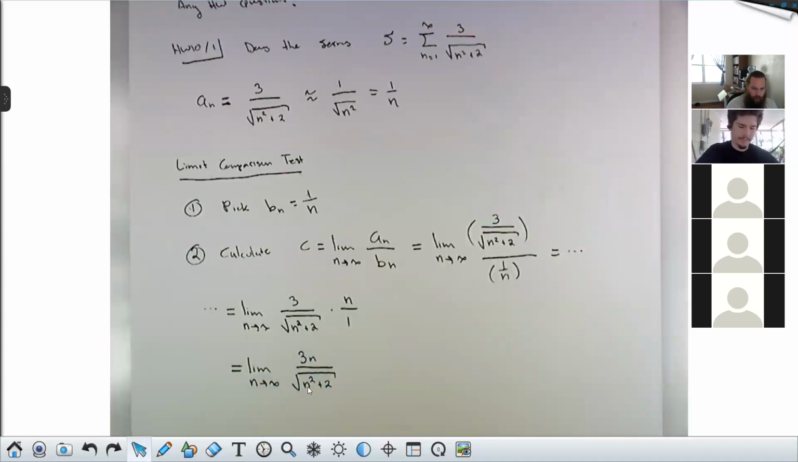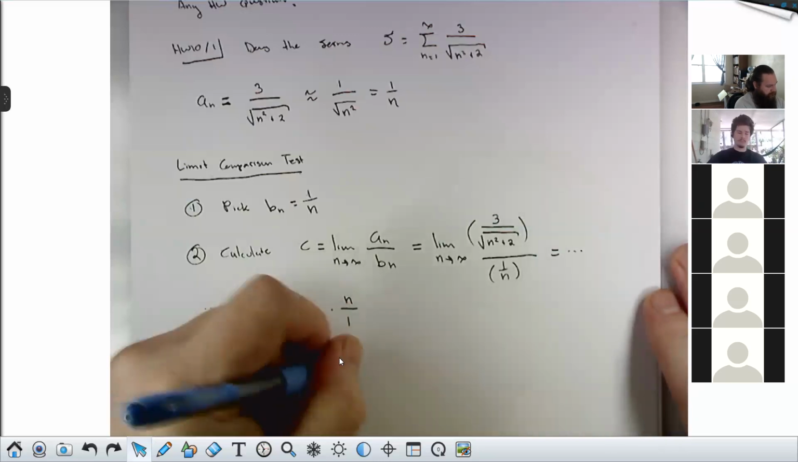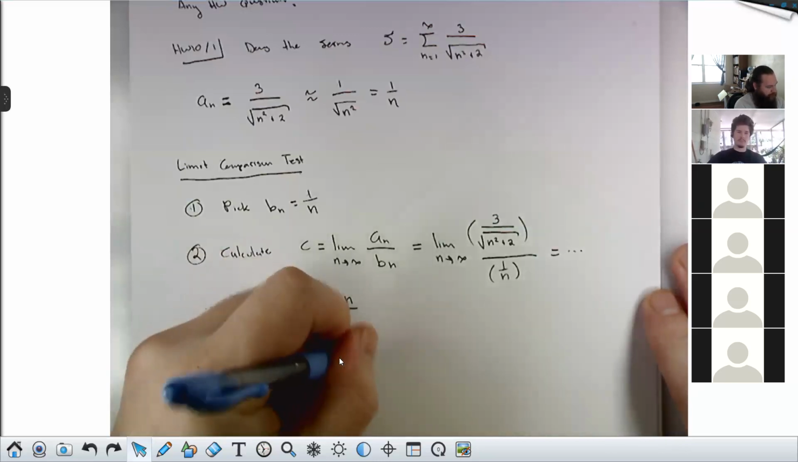One option would be to try L'Hopital's rule. But I don't recommend it, because L'Hopital's rule is going to involve differentiating this thing down here, which is going to be a little nasty, right? You need the chain rule to differentiate the bottom. You could do it that way, but there's a better way. We have a name for this. We're going to use our renormalization trick.